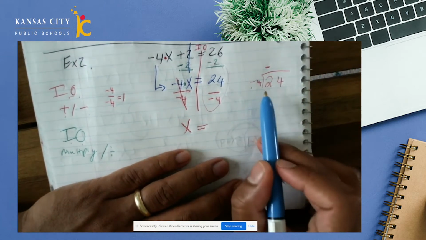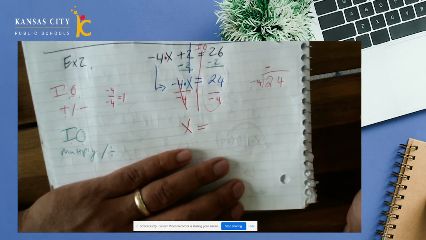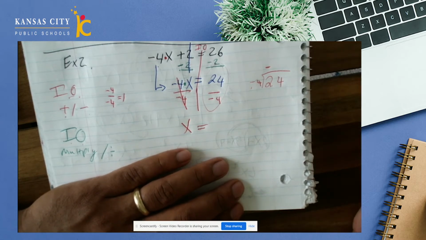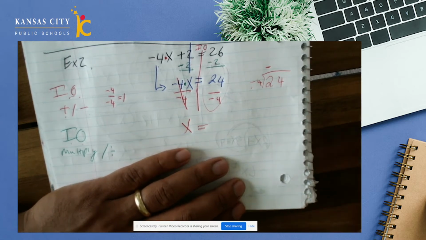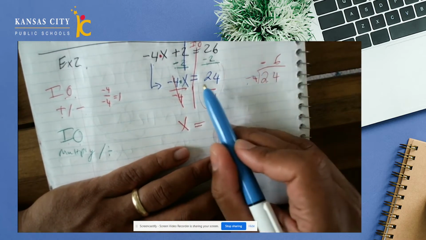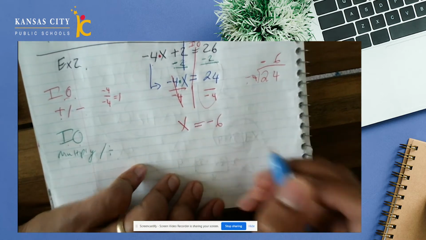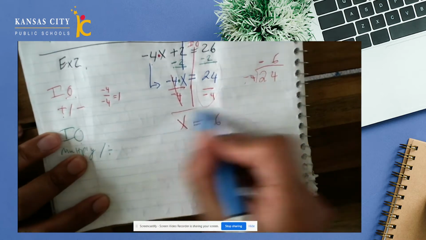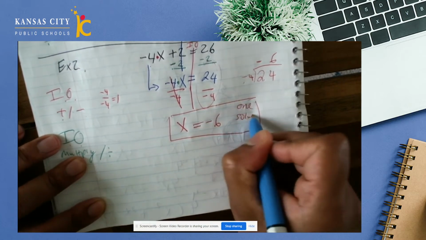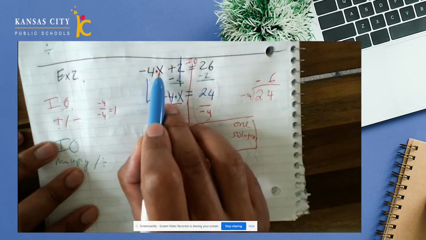And now it's simply, how many times does 4 go into 24? Let's think about that. 4 times 5 is 20. 4 times 6, 24. Negative 6. It has to be negative because a positive 24 divided by a negative 4 makes a negative 6. So we now get x equals negative 6. And that is one solution. Only one number will work here. Only one number fits right here.